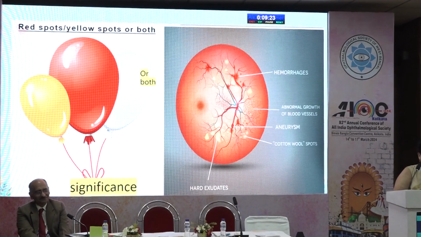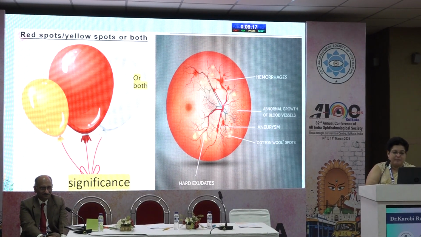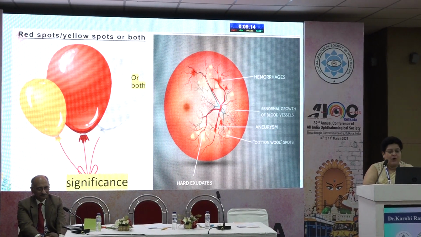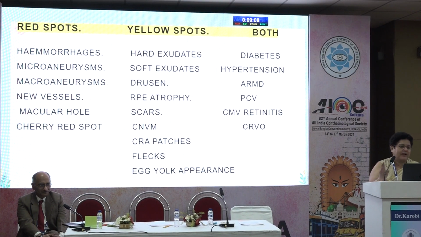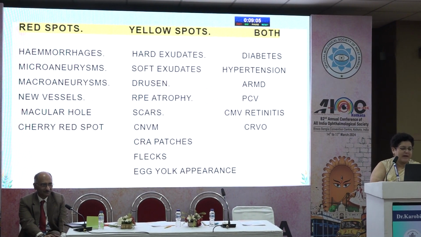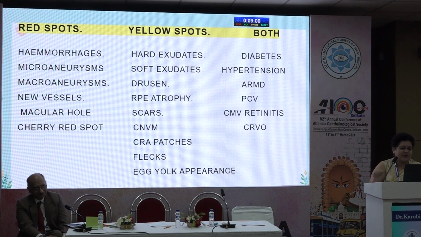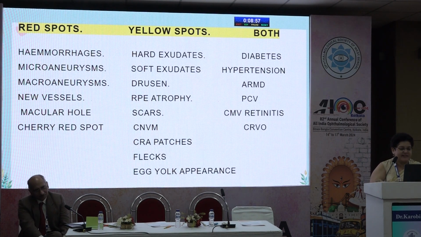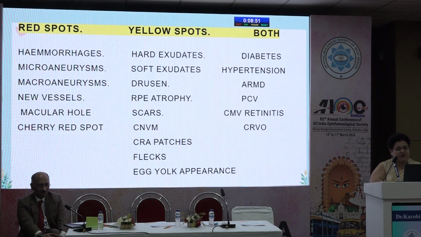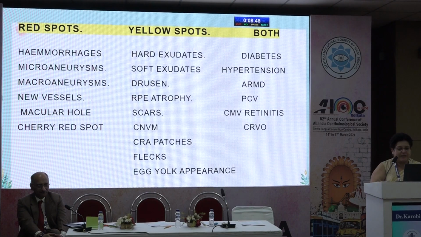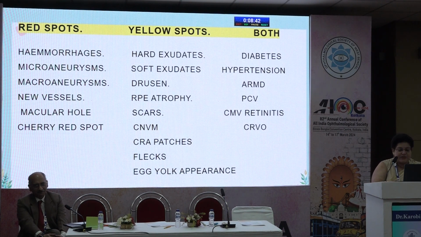This is how it would appear, whether we are talking about hemorrhages, abnormal growths, or aneurysms, which can be macro or micro, or cotton wool spots or hard exudates. If we label it together: red spots are hemorrhage, macroaneurysms, new vessels, macular hole, cherry red spot. Yellow spots are hard exudates, soft exudates, drusen, RP atrophy, scars, CNVM, CRA patches, flecks, egg yolk appearance. And there are conditions in which you get both, which could be diabetes, hypertension, age-related macular degeneration, PCV, CMV retinitis, or a CRVO.